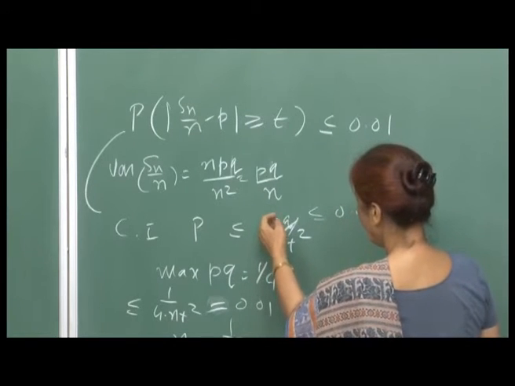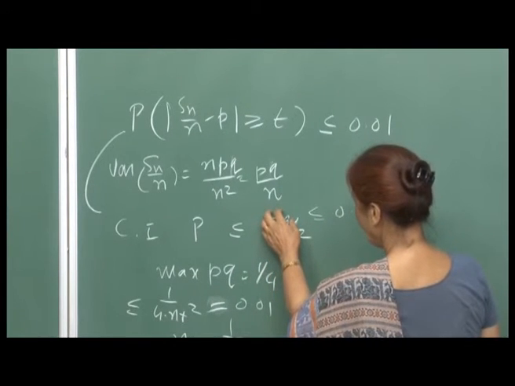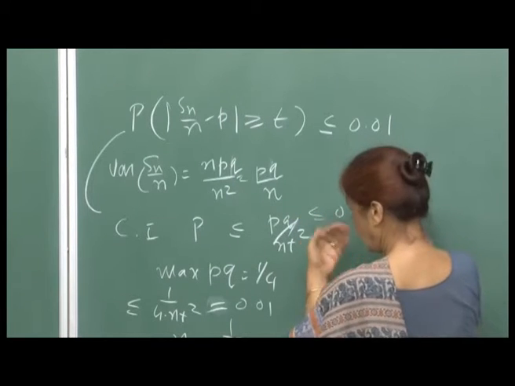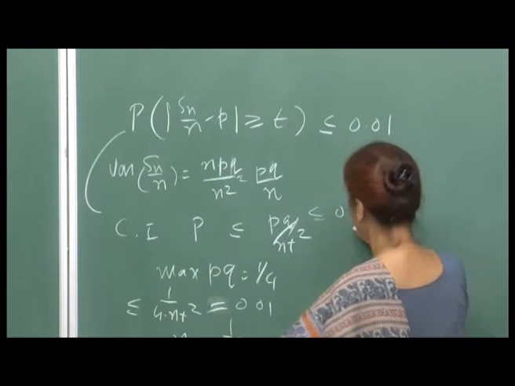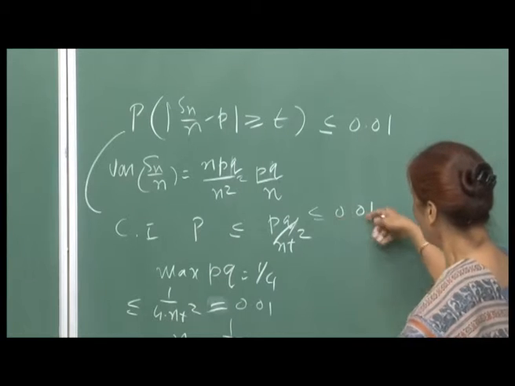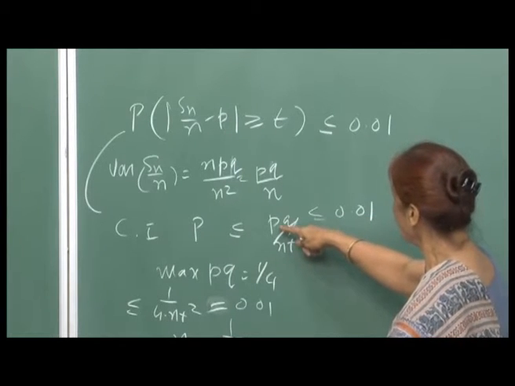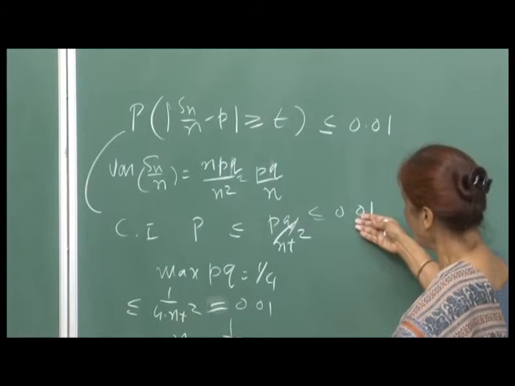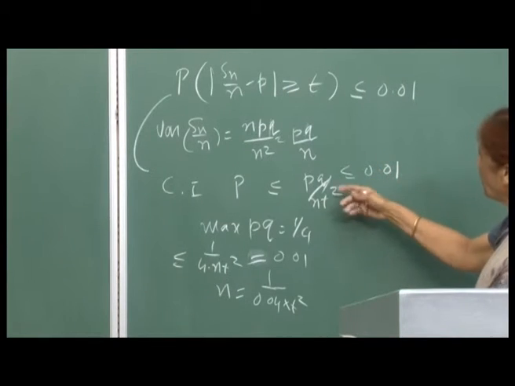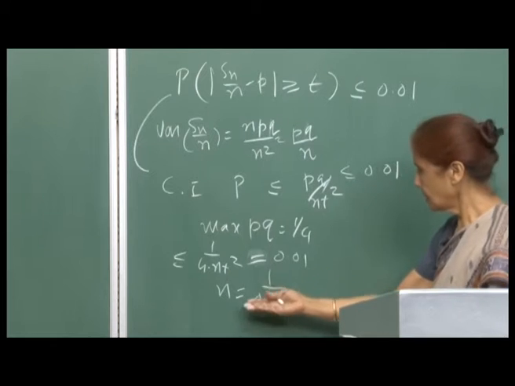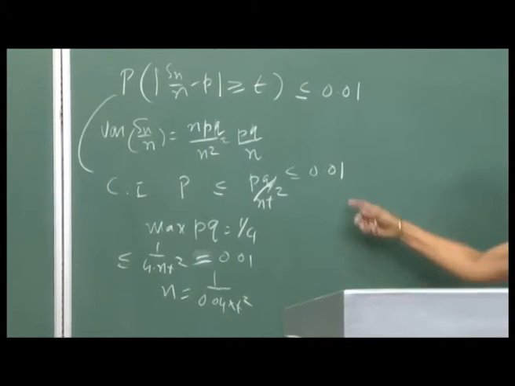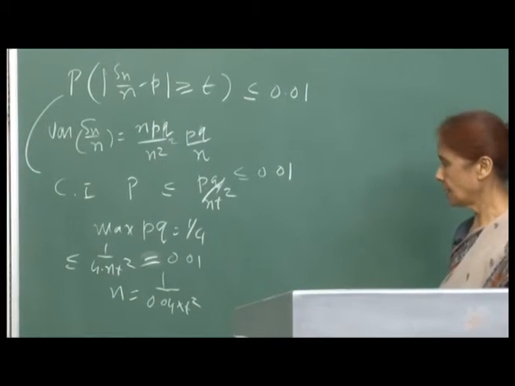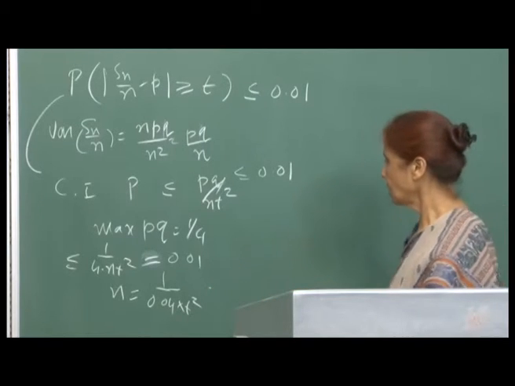So, if I put the maximum value here, then obviously I get a value of n which will meet this inequality, right, because n will be greater than, otherwise if I write the actual value of pq, then the value of n would be smaller than what I am getting here. So, therefore, this will always satisfy this inequality, this is the idea. So, therefore, by Chebyshev's inequality, this is the thing.